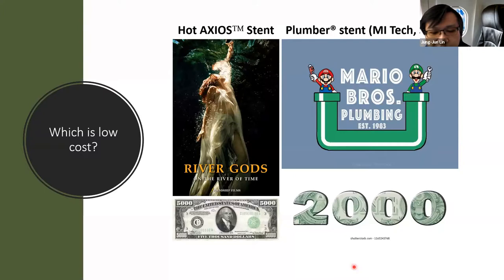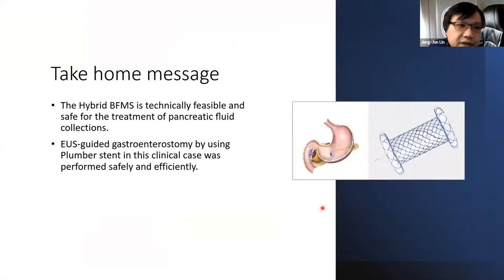So in conclusion, the plumber stent and the hybrid biflanged metal stent is feasible and safe in the treatment for the pseudocyst or wound. In addition, we use the USG by the plumber stent, and as you can see, the case is performed safely and efficiently.